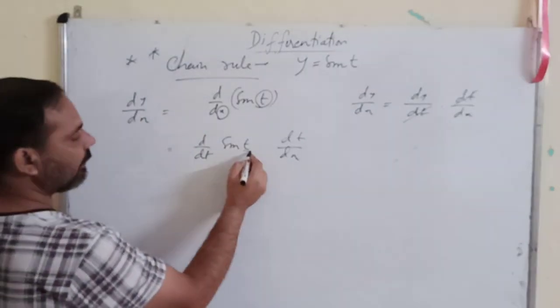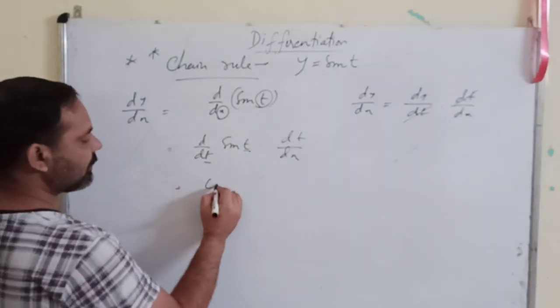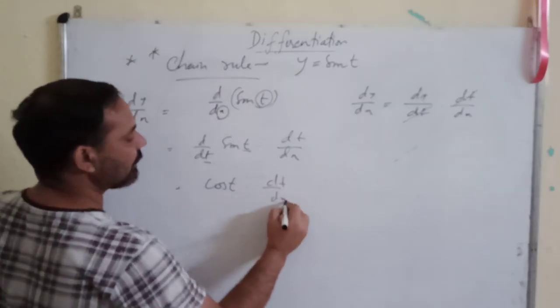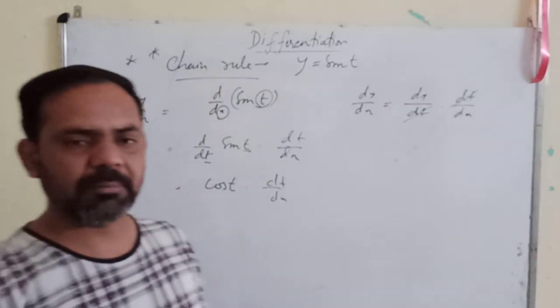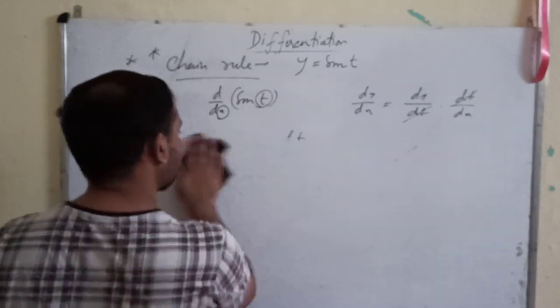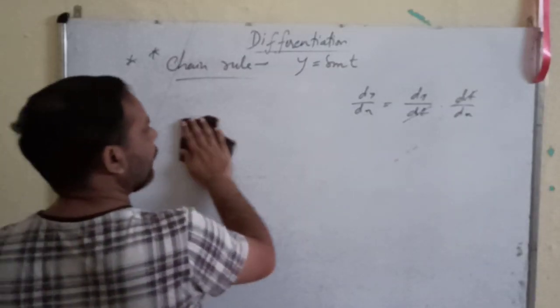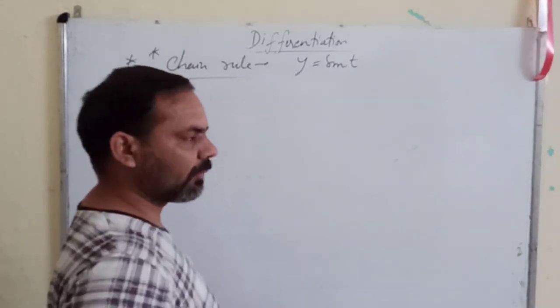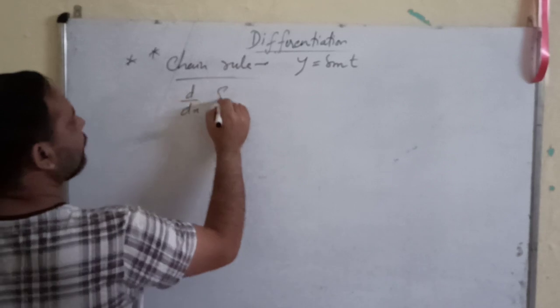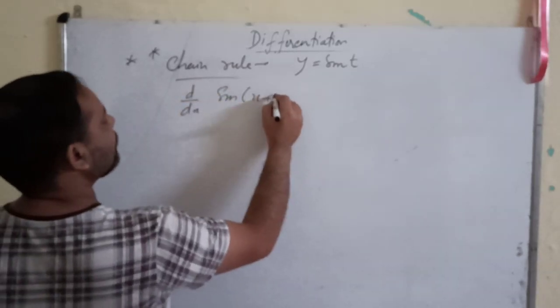Now can you take the derivative with respect to t? Yes, it is cos t into dt by dx. Now you take the derivative of t with respect to x. I want to give you an example here. Let me give you an example. Suppose you want to find out d by dx of sine of x plus 7.